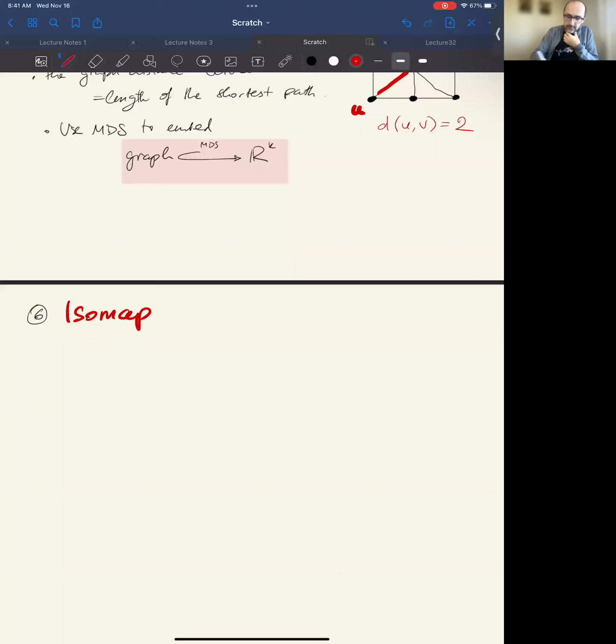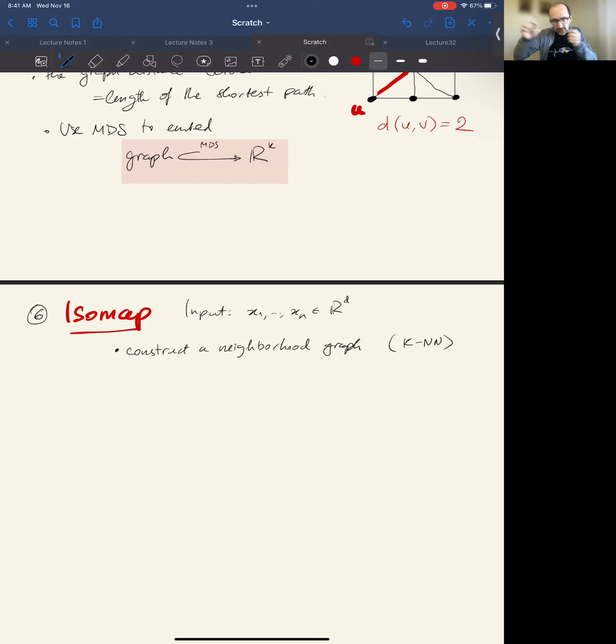Have you heard of Isomap? Yeah, Isomap. So here's the algorithm. The input is the data in R^D. Okay, so what do we do? We first construct a neighborhood graph. Let's say k nearest neighbors, maybe 5 nearest neighbors. So you connect the points that are nearest neighbors.